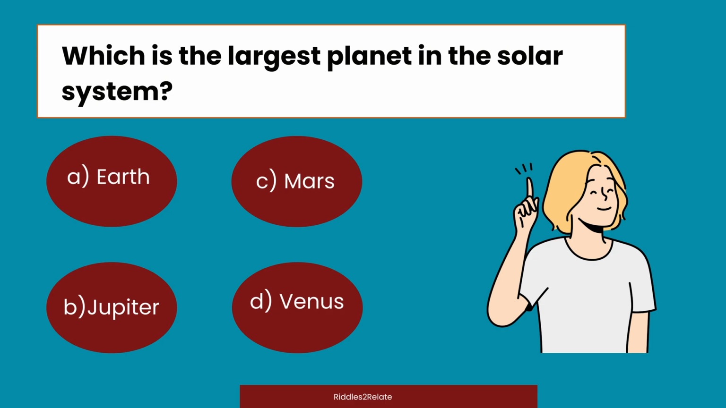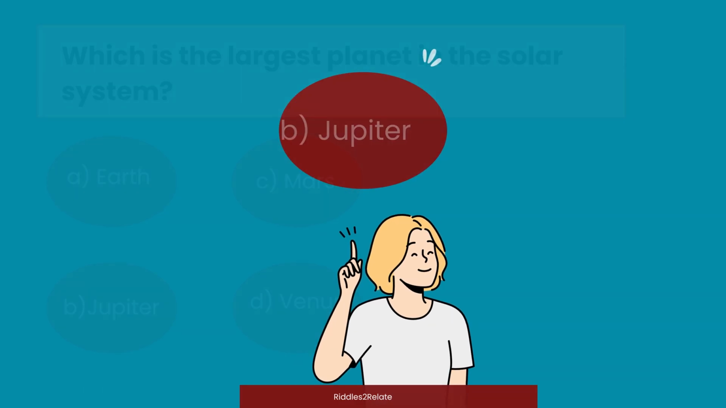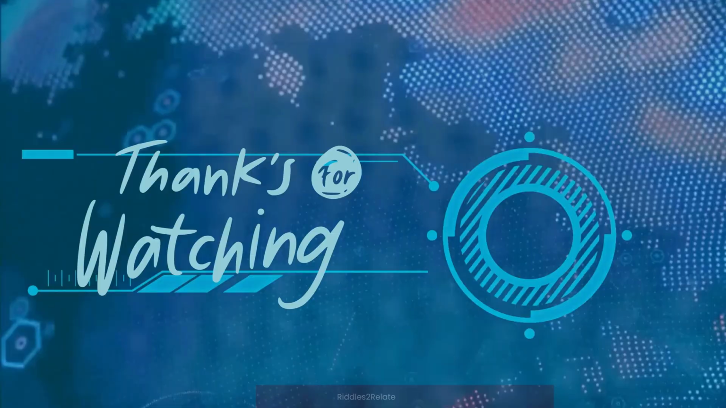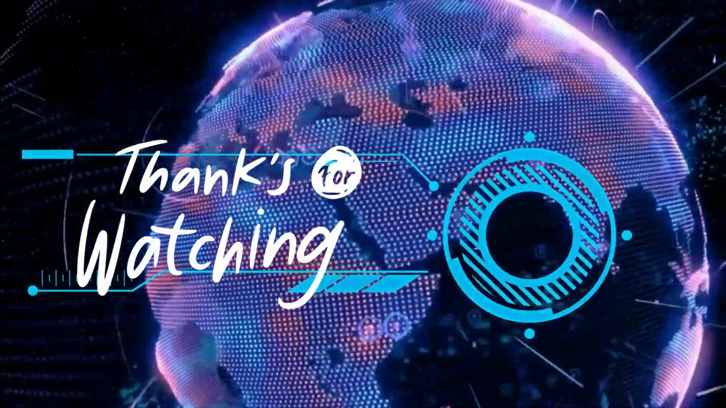Quiz time. Now tell me which is the largest planet in the solar system? Jupiter.